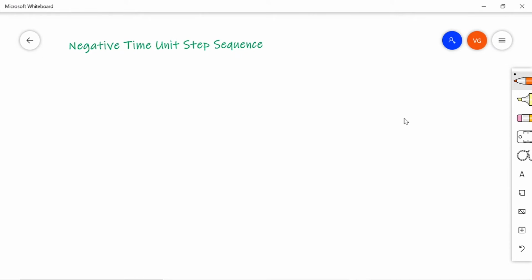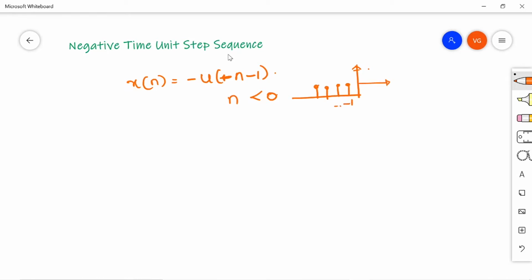Similarly, it is very important to remember the negative time unit step sequence also, that is the left hand side sequence. That is u of minus n, minus u of minus n minus 1. So this is your signal. Here x of n is defined as minus u of minus n minus 1, which is defined for n less than 0. That is, n equal to 0 is defined for the positive sequence, so this signal starts from n is equal to minus 1.